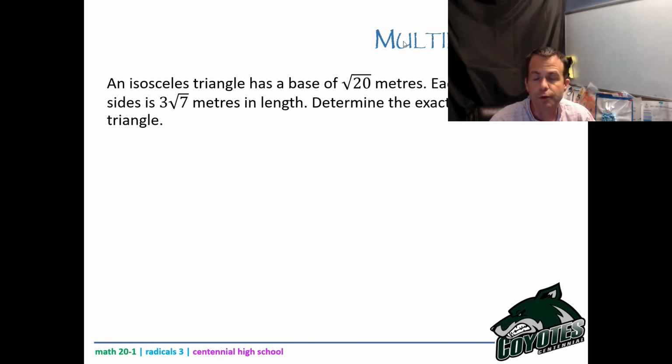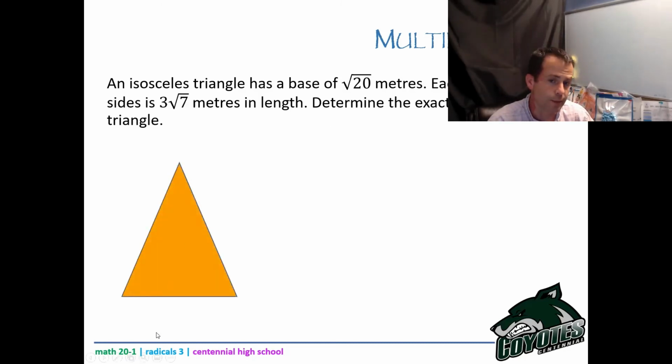So first thing I want to do is draw myself a little picture. I also want to think about root 20. I can simplify root 20, right? 20 is 4 times 5. So root 20 would be root 4 times root 5, and then the root 4 is 2. So instead of writing root 20, I'm going to write this as 2 root 5. Okay, so I've got an isosceles triangle here. I know my base is going to be 2 root 5, and both of my equal sides are 3 root 7. So I've labeled that.